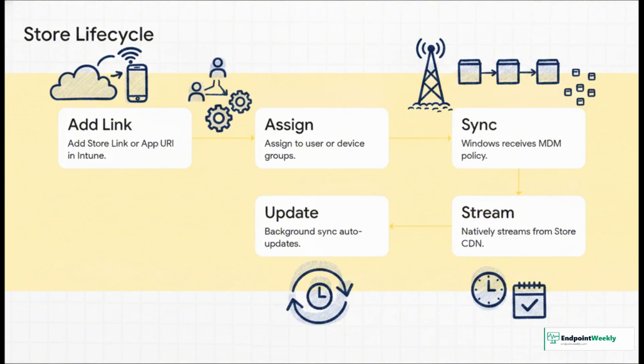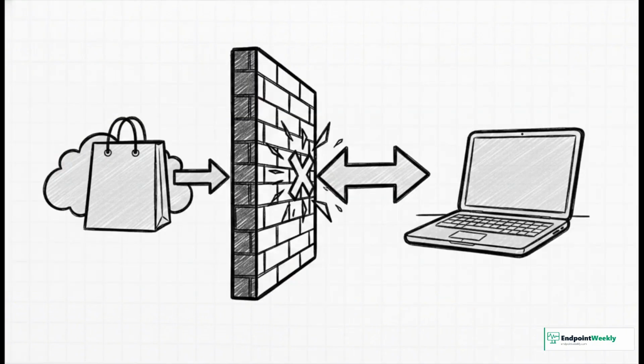Intune then sends a WinGet policy down to the Windows device, and Windows natively handles the download directly from the Microsoft Store's CDN. The best part? The Microsoft Store background sync service automatically handles all subsequent version updates. No IME involvement, and you never have to write a single detection rule. It's beautiful. However, that cloud convenience does require proper architecture.